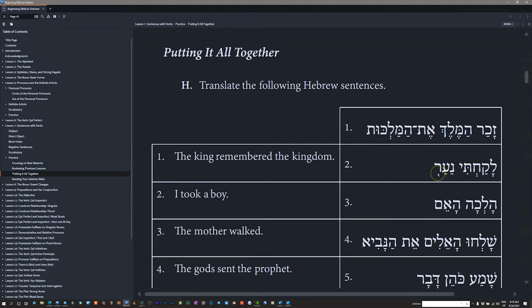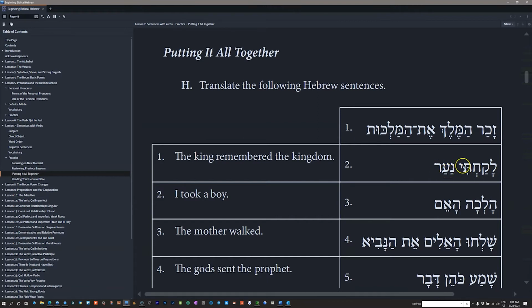And then we have na'ar. Na'ar means a boy or a servant, something like that. But we also have to ask, what is the function of this noun in the sentence? Is it the subject? It can't be the subject because it doesn't agree with the verb in person. It does agree in number and gender, but na'ar is not a first person noun. That doesn't make sense. So it can't be the subject. What else can it be? Well, it could be the direct object.